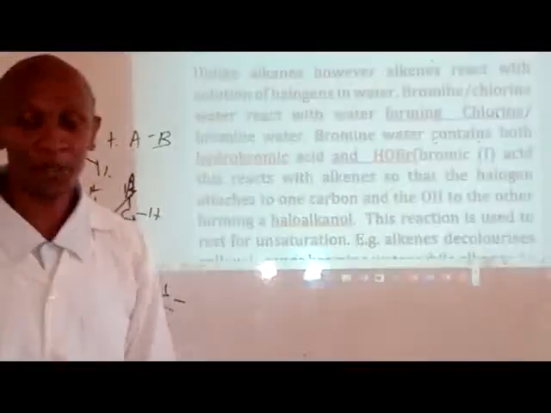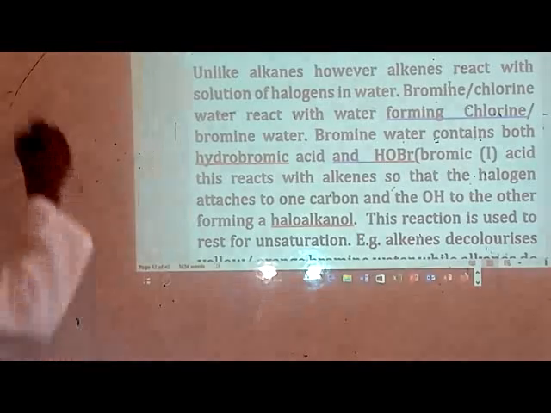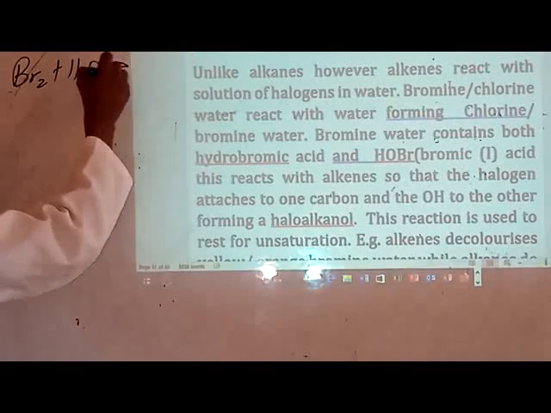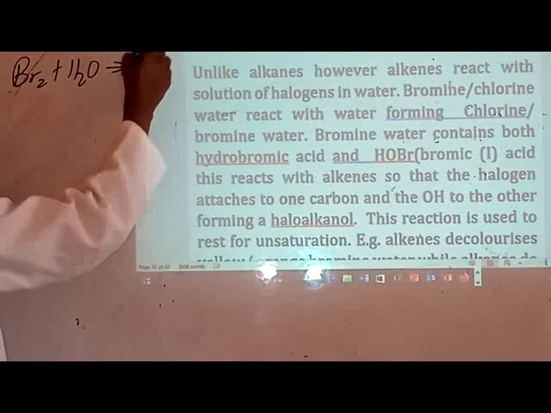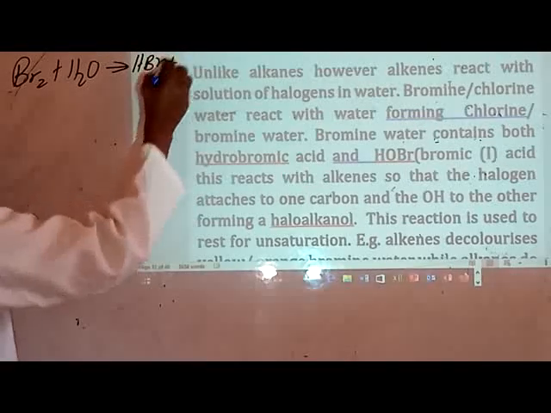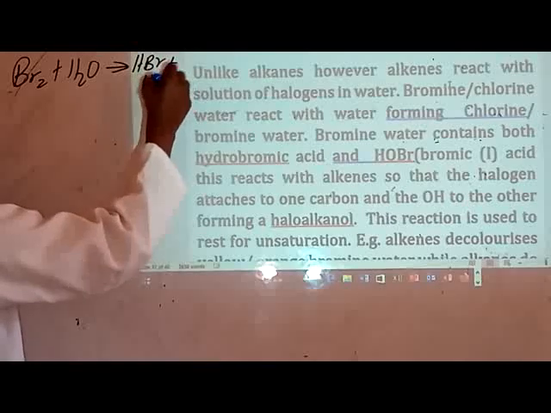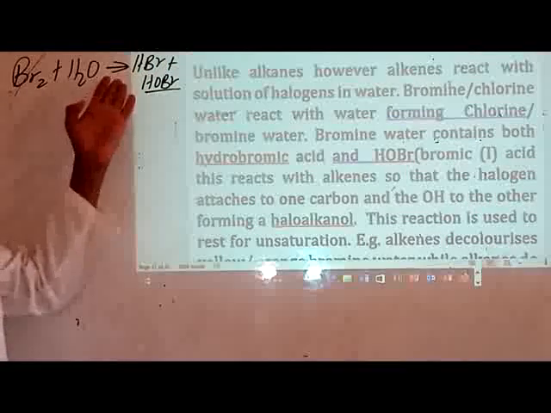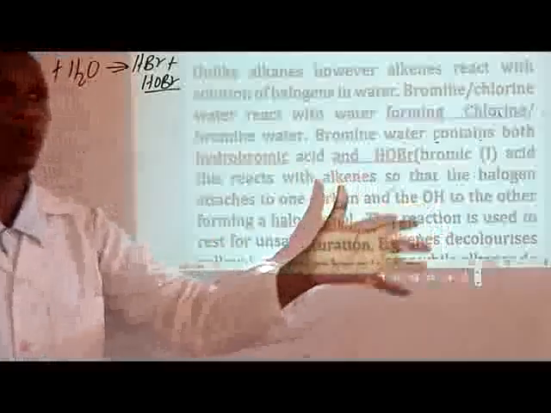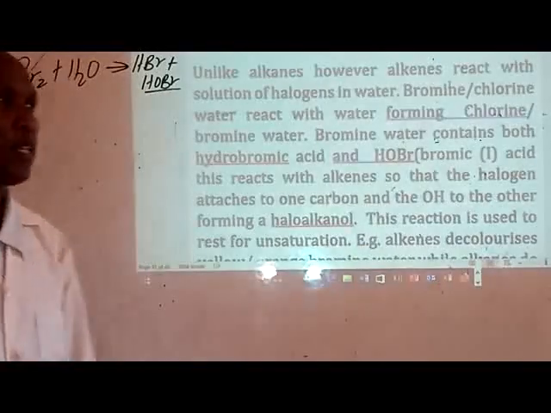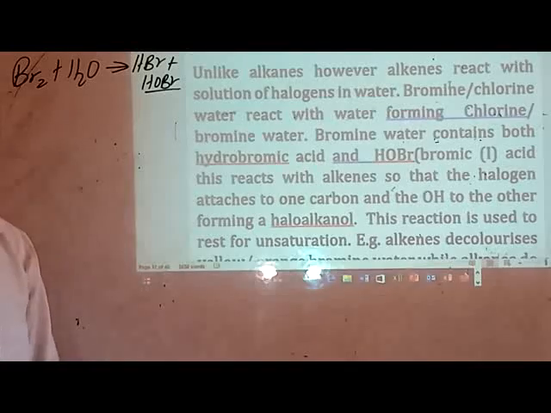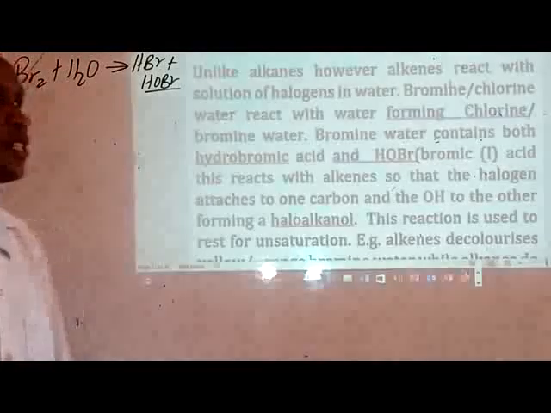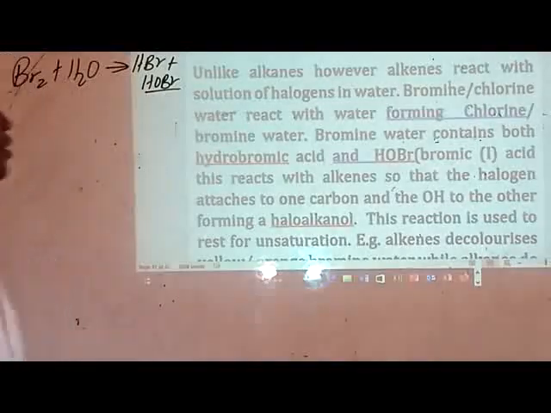How does this reaction occur? When you dissolve bromine in water, it will form hydrobromic acid and bromic(I) acid. If it's chlorine, it will form hydrochloric acid and hypochlorous acid, or chloric(I) acid. Remember we said quite a bit about those things: hypochlorous acid is a bleaching agent, it is unstable, and you remember the chemistry right there.